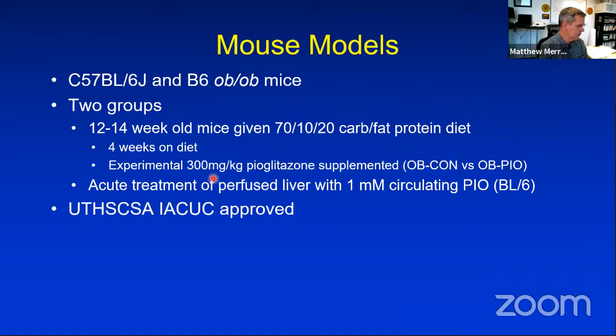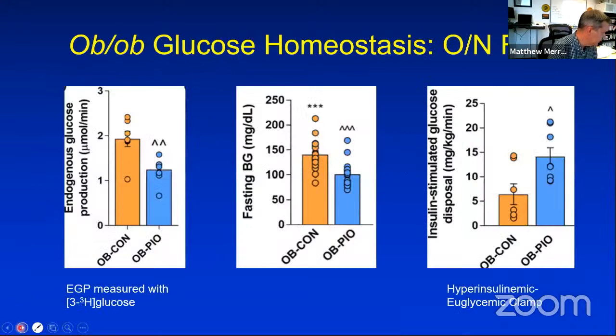And then also I'm going to show you a little bit of work in the perfused liver where we had an acute exposure with 1 millimolar circulating PO. All of this, of course, is IACUC approved. So just a little background information to frame the action of the pioglitazone.